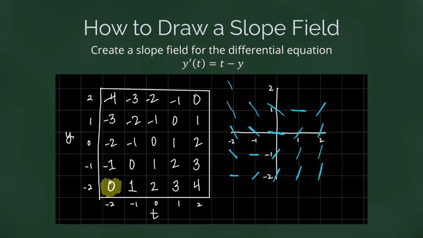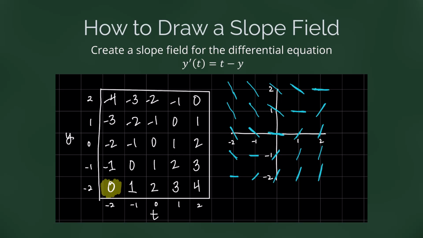Lastly, I have a steep slope of negative 4, a slightly less steep slope of negative 3, then negative 2, then negative 1, and a slope of 0. Our last job is to interpret the slope field by tracing along the flow of these tangent line segments.